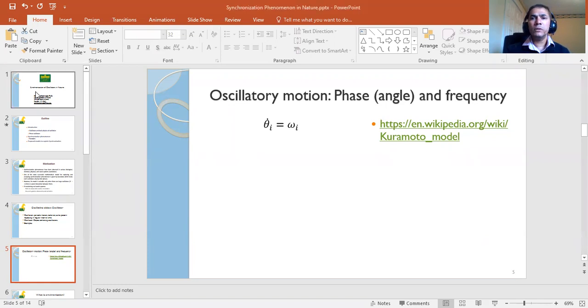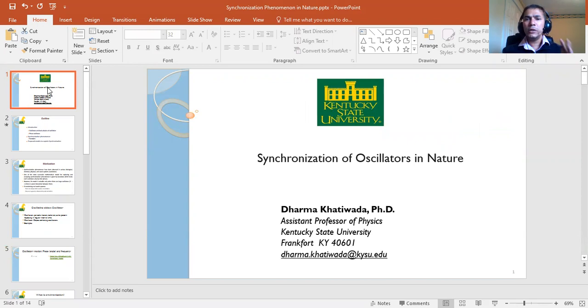So let me start with the title. It is Synchronization of Oscillator in Nature. So something we observe in nature. We are talking about oscillators. So I'll share some basics of oscillators, and the key thing is synchronization.